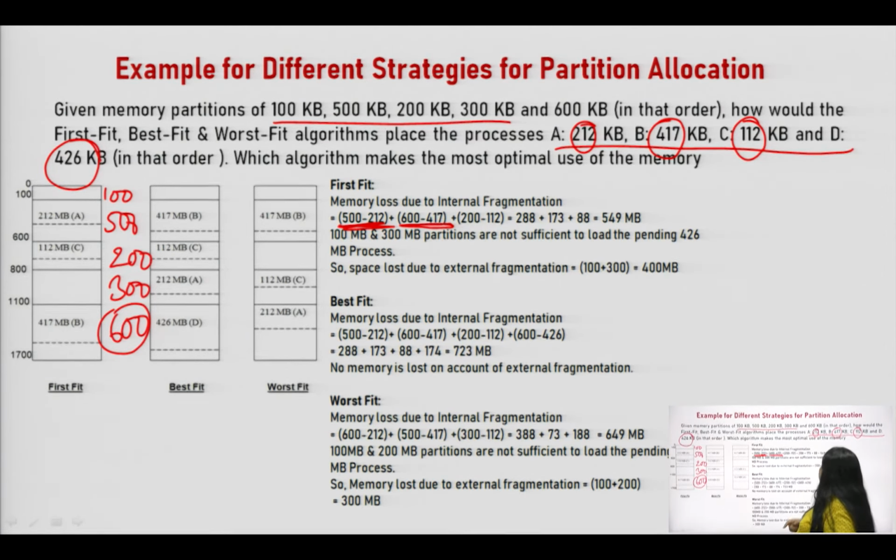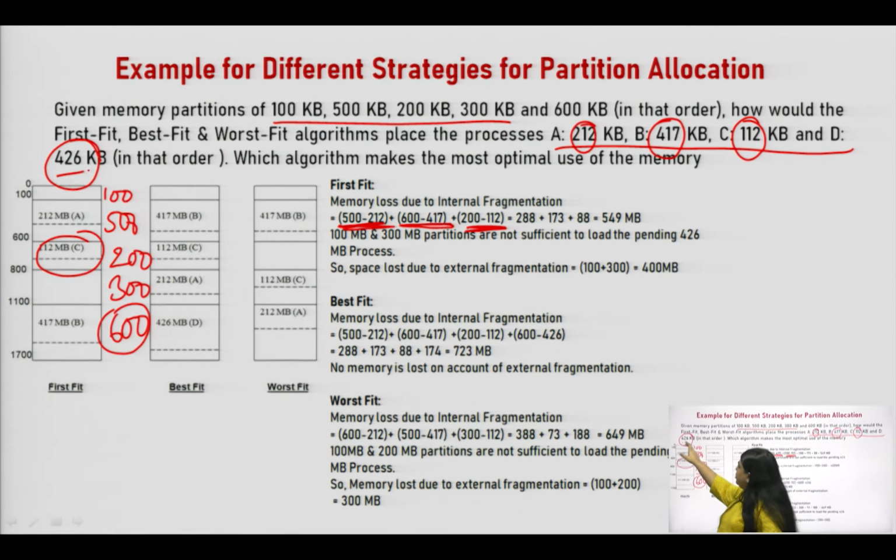Coming to the next one, 112. It cannot be satisfied by the 100 kb block, and because we are going by first fit, the first block available is the 200 kb block, so this 112 process goes into the 200 kb block. Next we have process D with a requirement of 426 kb.